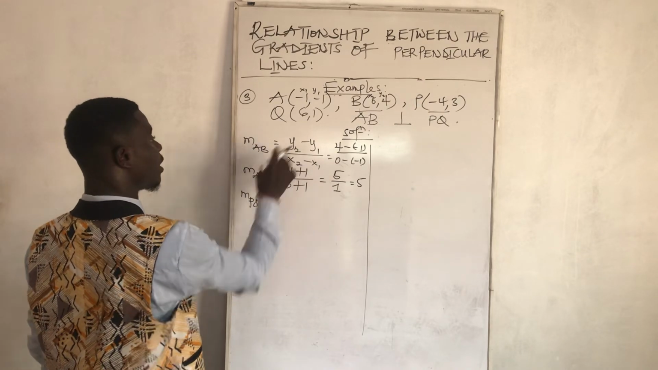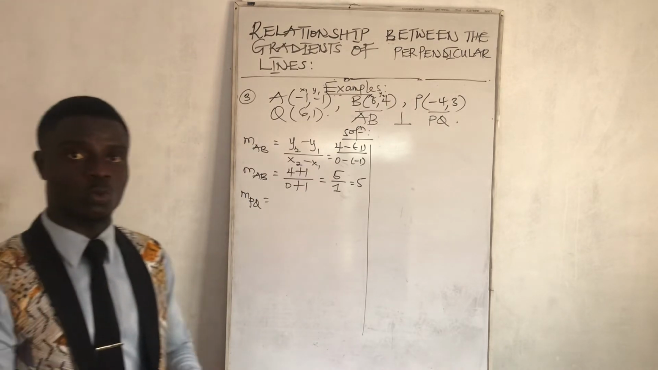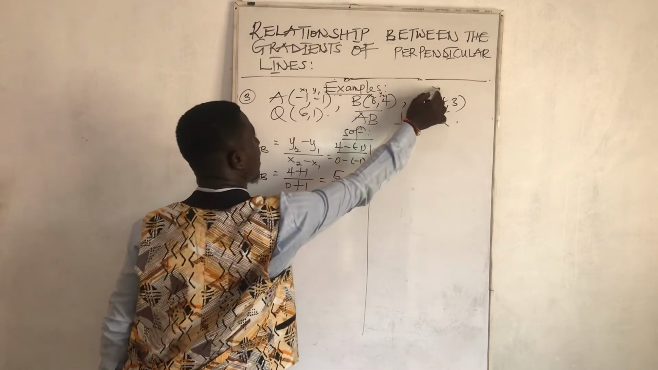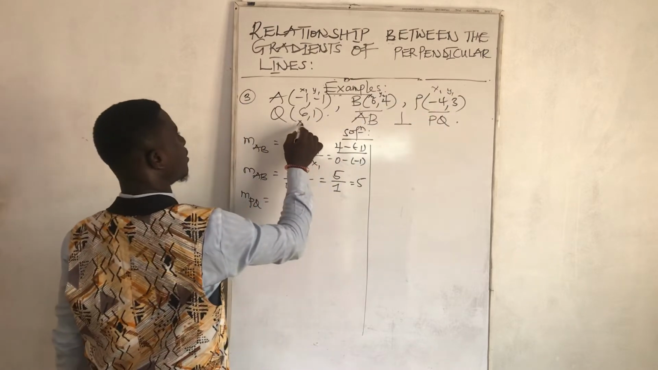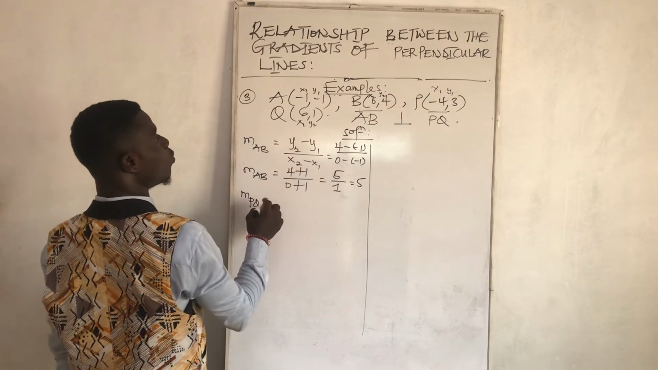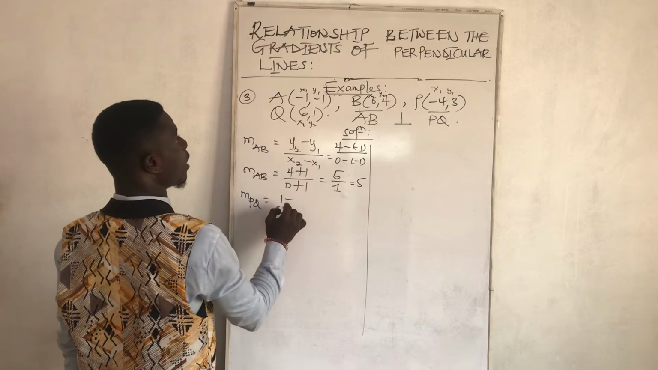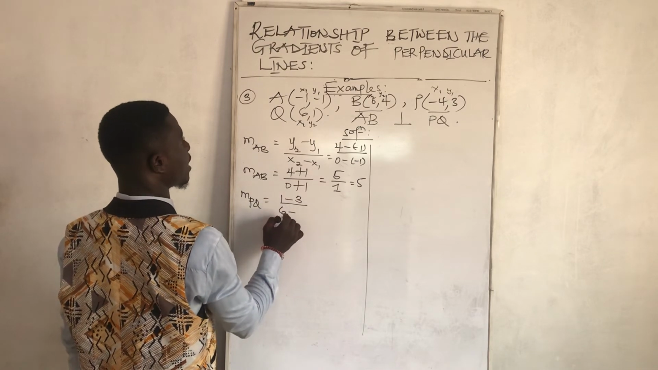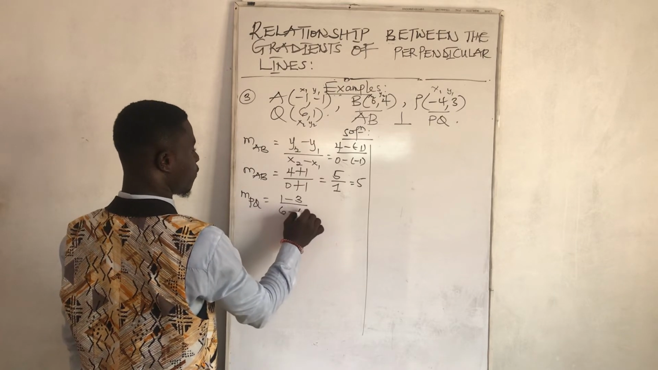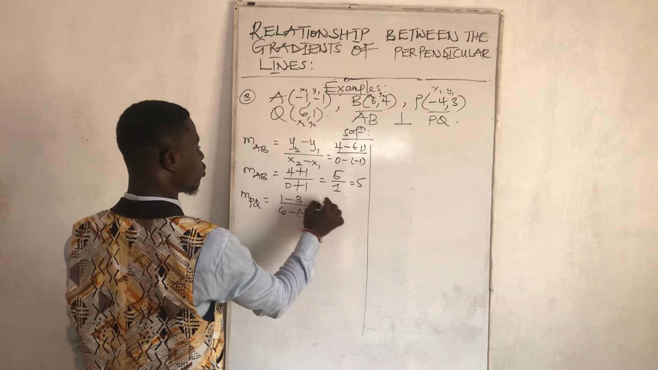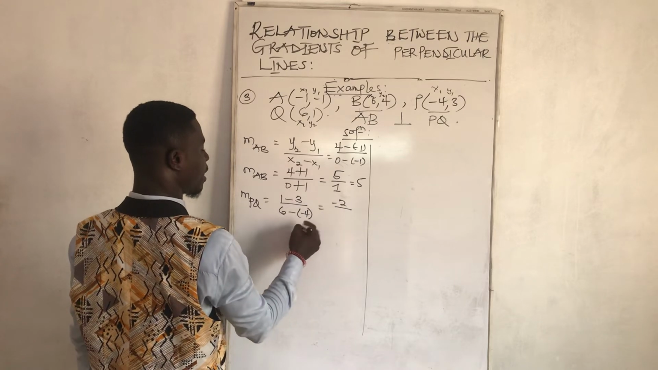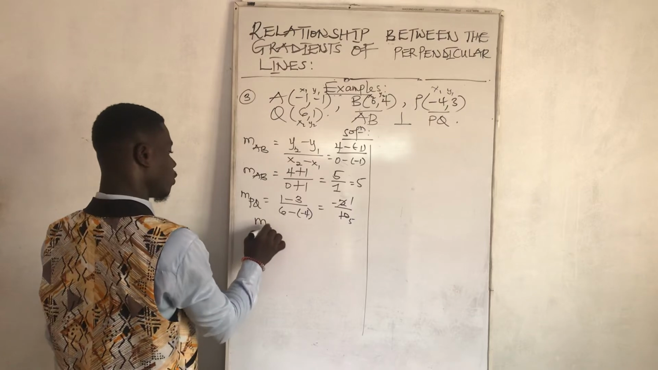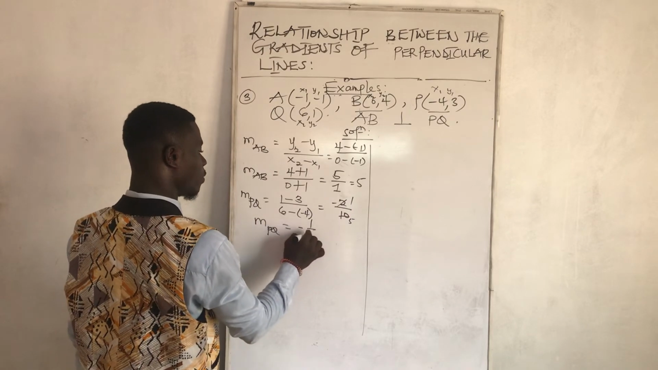Now let's see the gradient of PQ. We have our formula, which is y2 minus y1 all over x2 minus x1. So I have x1 y1, then x2 y2. So y2 gives 1 minus y1, which is 3, all over x2, which is 6, minus x1, which is negative 4. So I have negative 2 all over 6 + 4, which is 10. So the gradient of PQ is negative 1/5.